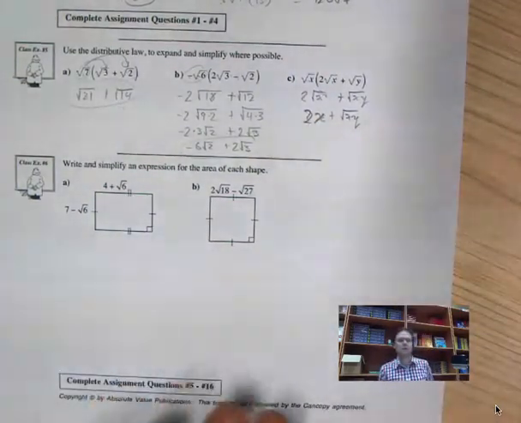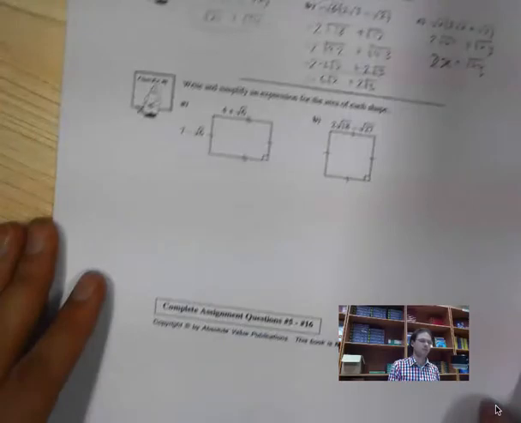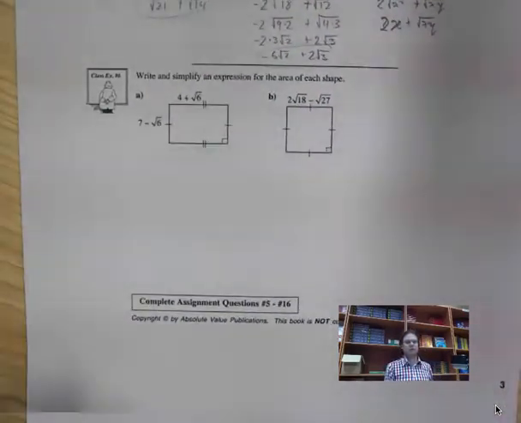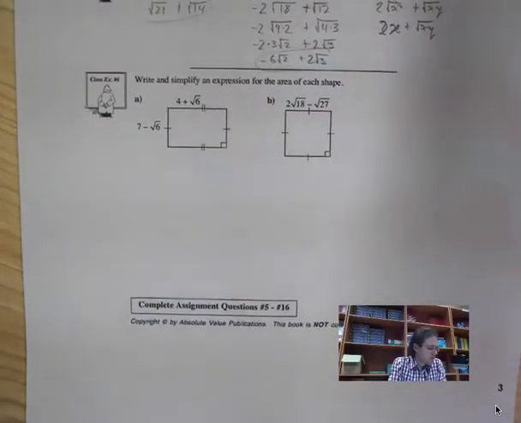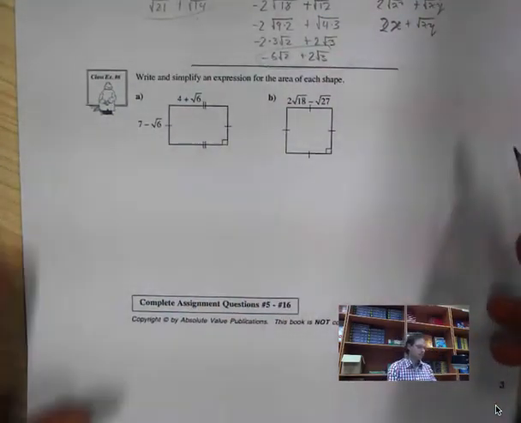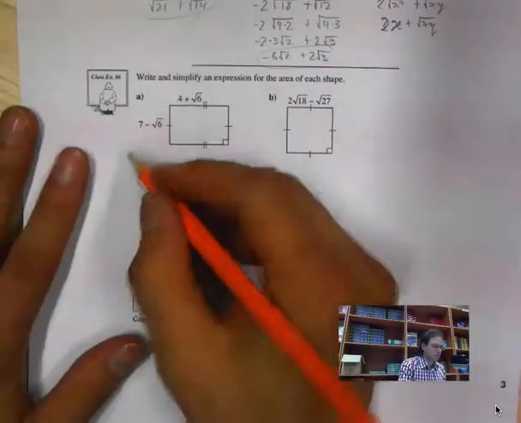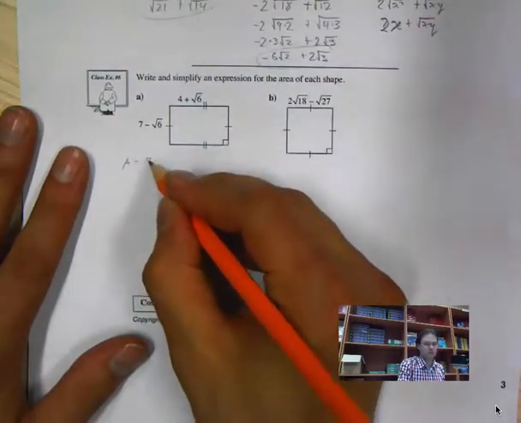There's the 2. Okay? So that's how we do that. Last question before your assignment. It says, write and simplify it for the area. So we're trying to find the area of this. So we go, area is equal to base times height.